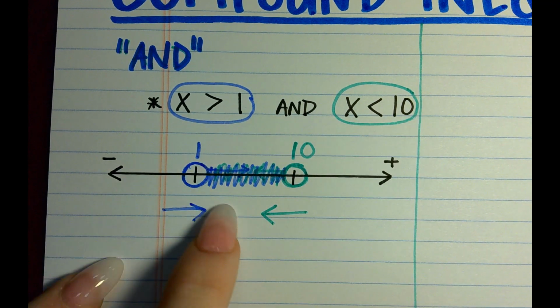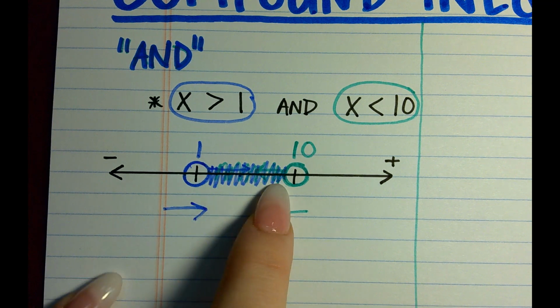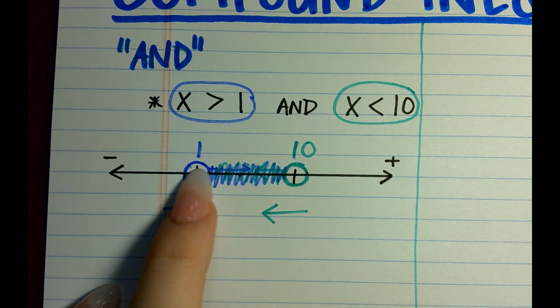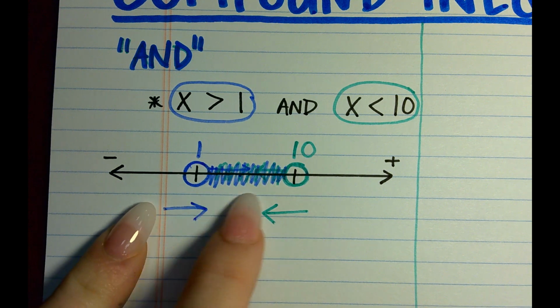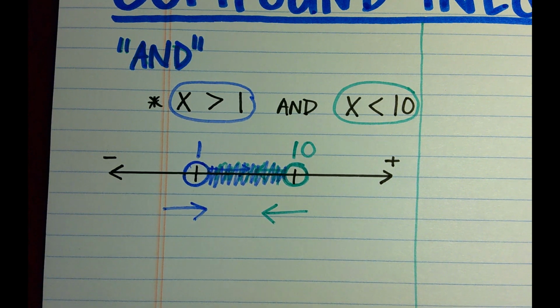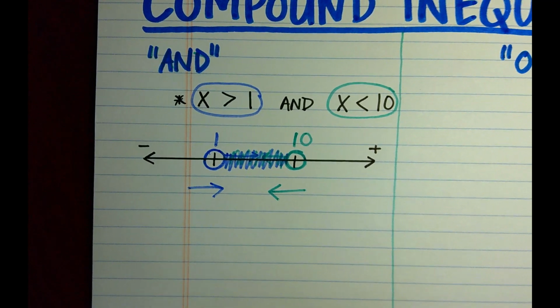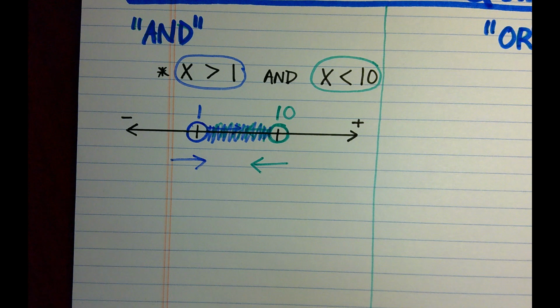So x can be any number that is bigger than 1 and any number that is smaller than 10. X is all these numbers in between. So kind of cool. 2 through 9. Could be 2 through 9, absolutely. Okay, so there's one example.